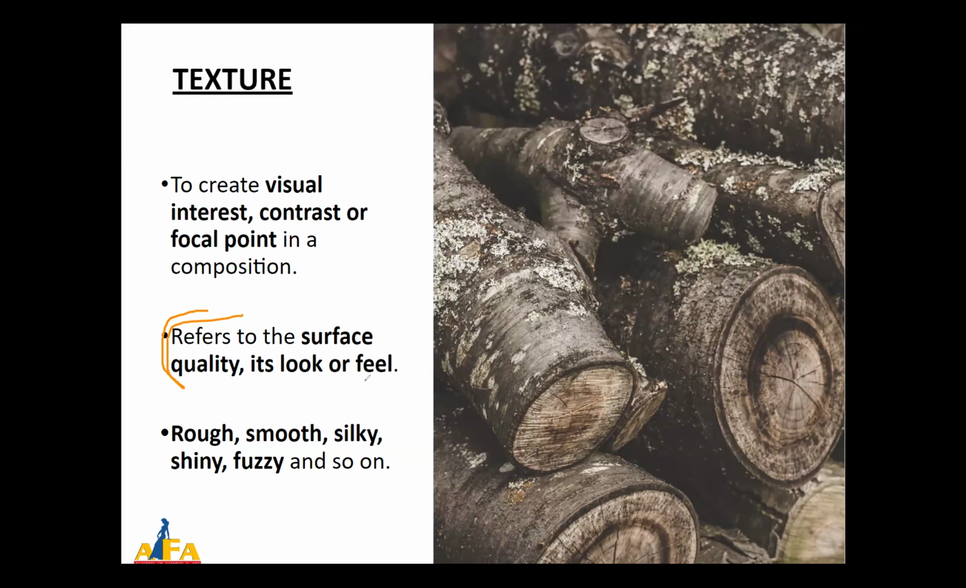When you touch a surface, you feel its texture. My table is smooth. My screen is smoother. My spectacle glass is too smooth. The butter is extremely smooth. And if you touch the wall, clay or sand, that is rough. So it refers to the surface quality, how it looks or feels. That is the texture. And texture can be rough, smooth, silky, shiny, fuzzy, and so on.